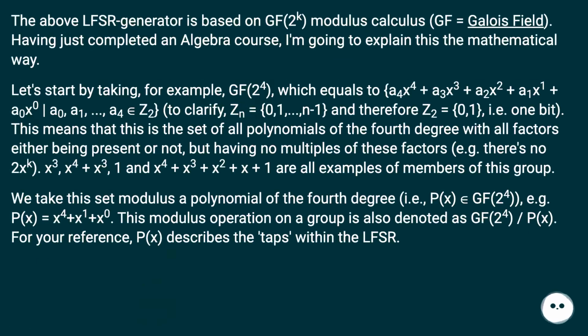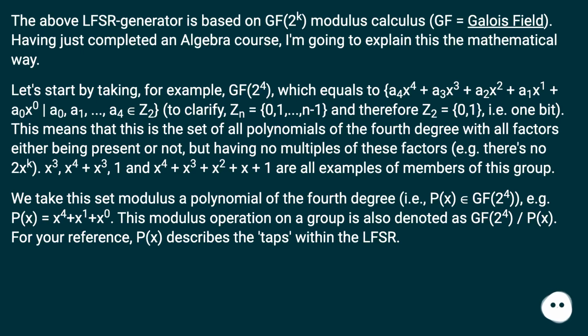The above LFSR generator is based on GF(2^k), modulus calculus, where GF stands for Galois field. Having just completed an algebra course, I'm going to explain this the mathematical way. Let's start by taking, for example, GF(2^4), which equals a4x^4 + a3x^3 + a2x^2 + a1x^1 + a0x^0, with a0, a1, and so on being members of Z2. To clarify, Zn equals {0, 1, ..., n-1}, and therefore Z2 equals {0, 1}, i.e. 1 bit.